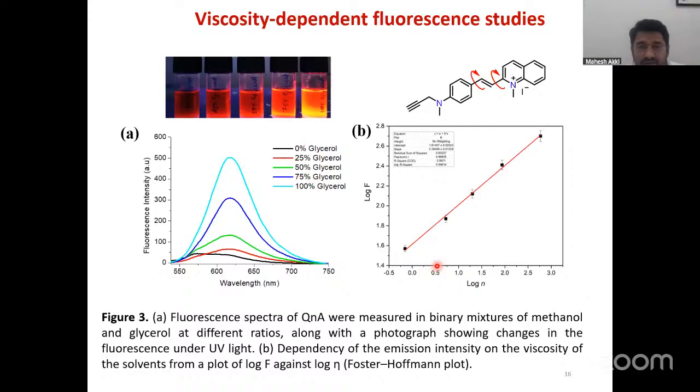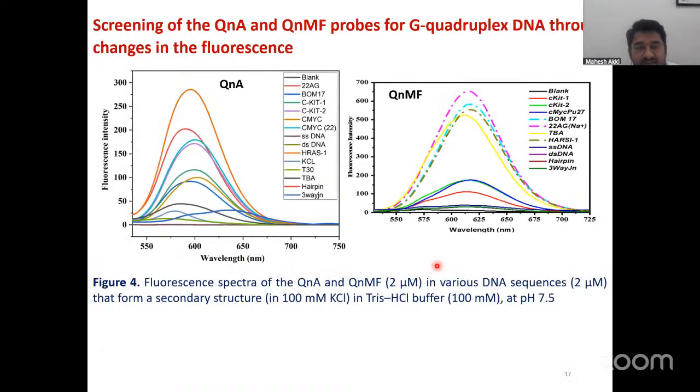Further, we screened the synthesized compounds, QNA and QNMF, for the detection of various G quadruplexes. Here we can see the G quadruplexes: 22AG, BOM17, c-KIT1, c-KIT2, c-MYC. Apart from this, we have also used single stranded DNA and double stranded DNA for the studies. With respect to the molecule QNA, from fluorescence emission spectra it was noted that QNA shows a significant enhancement in fluorescence in the presence of HRAS1 antiparallel G quadruplex.